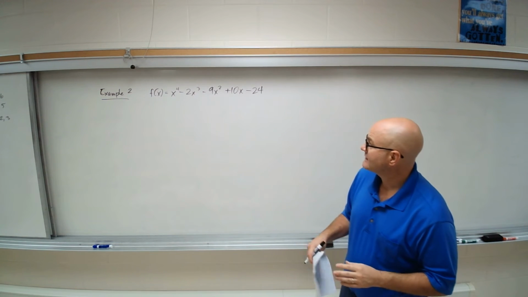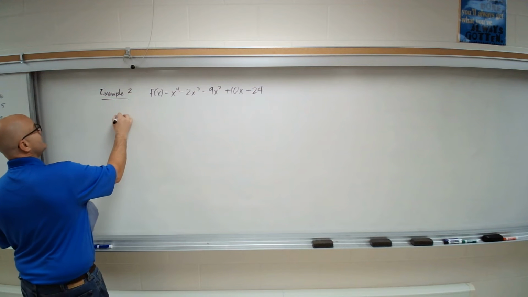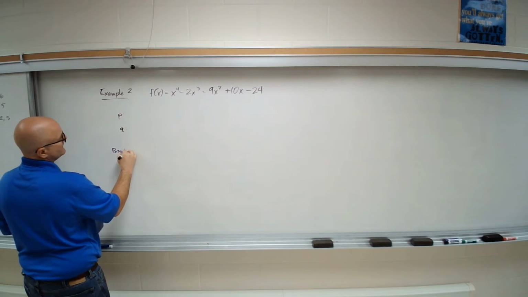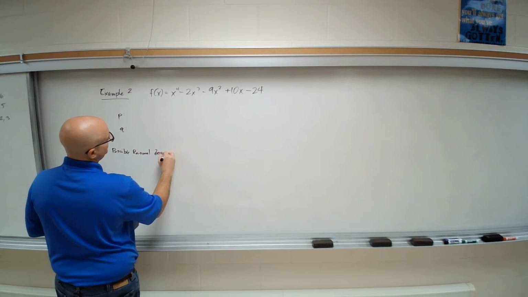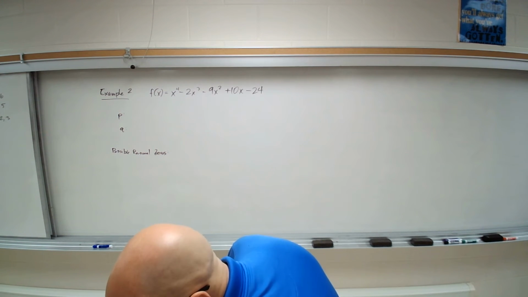So with this, the first thing we want to list is our p's and our q's. So once you list those, then we should be able to make a list of our possible rational zeros. So take a minute, try to list p and q, and see what we get.